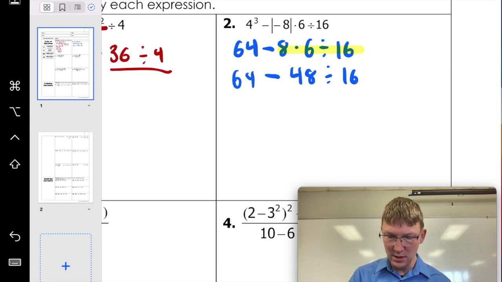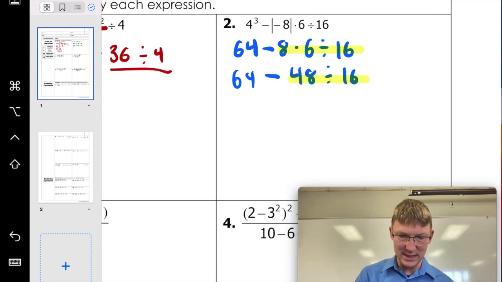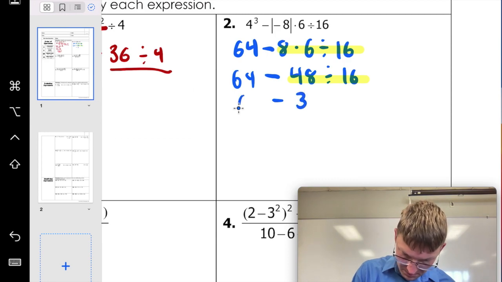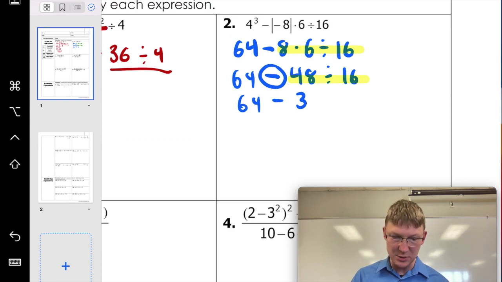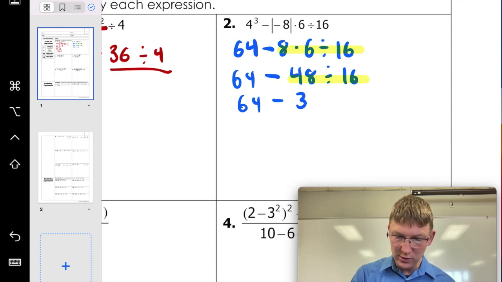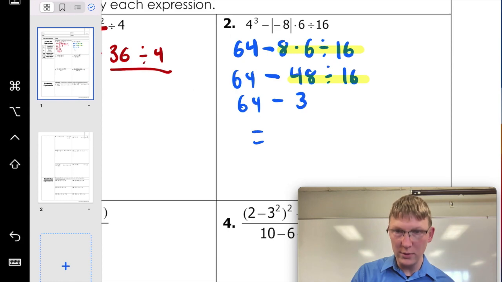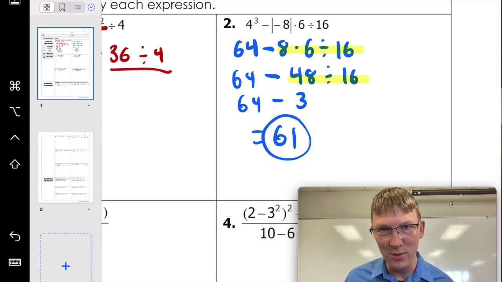Okay, next step, let's take care of 48 divided by 16. 16 goes into 48 3 times. Now notice that I did not do anything with that minus sign, I just brought it down. Make sure you don't drop minus signs, that's another common mistake. So then 64 minus 3 equals 61. Circle it, there's your answer. How exciting.